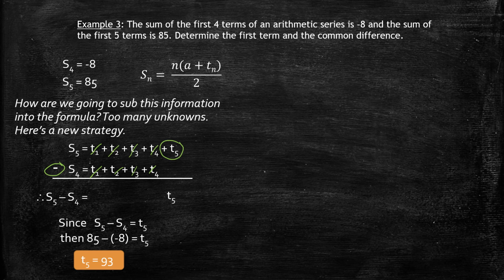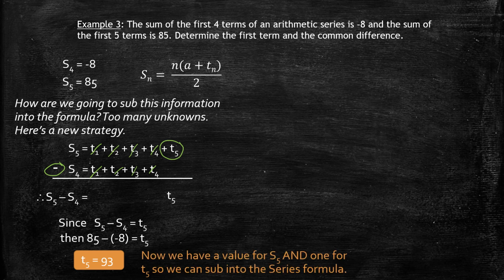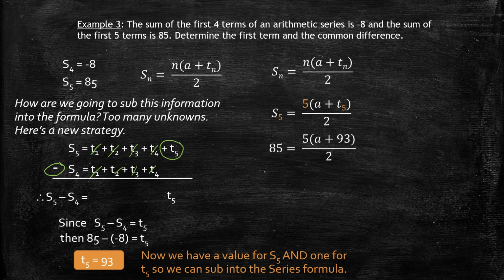Okay, the question didn't ask for term 5, but it is a piece of information I need so I can go back up to the formula because I didn't have enough information to sub in. So I now know that term 5 is 93. We have a value for S5 and T5. So we're going to use the 5. We're not going to use the S4 anymore. We're just going to stick with the 5s so that we have the same value for n. Back up to the formula, putting in the 5s everywhere we had an n.